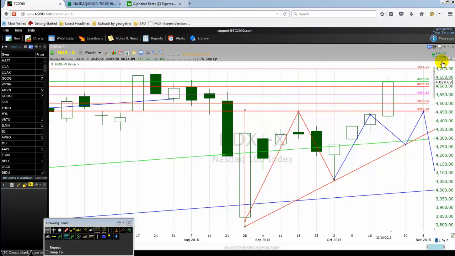And they will project it to the top of the triangle. So this distance here, they will project it to the top of the triangle, and they will expect the NASDAQ 100 to continue to go up. But that remains to be seen. This is just the theory about setting a target when the price is out of a triangle.